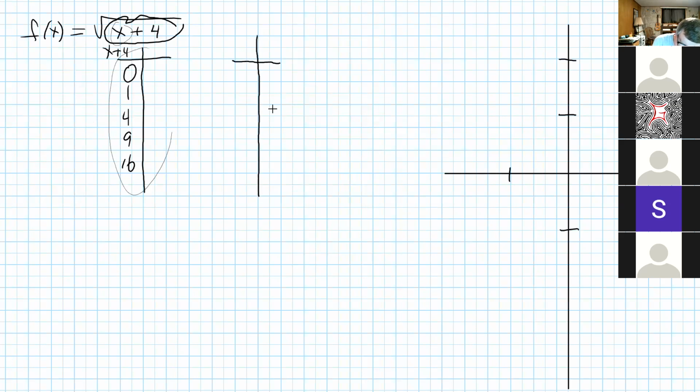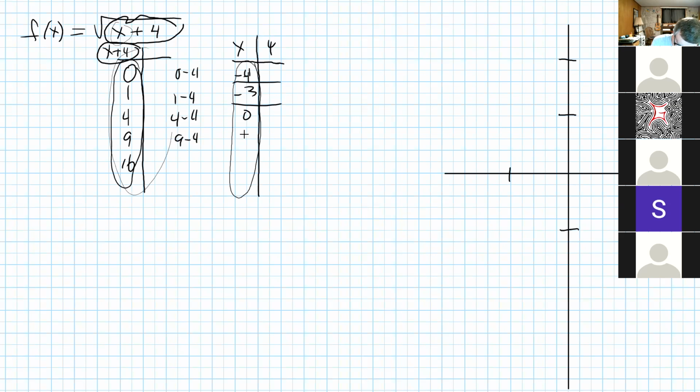Now, as soon as I put an X value in, 4 is going to get added to it. Then we're going to take its square root. So if X plus 4 consists of those values, how would I pick my X values over here? By taking 4 from each of those? Bingo. What's 0 minus 4? Minus 4. What's 1 minus 4? Minus 3. What's 4 minus 4? 0. What's 9 minus 4? 5. What's 16 minus 4? 12. Now, those numbers in and of themselves don't look that nice.